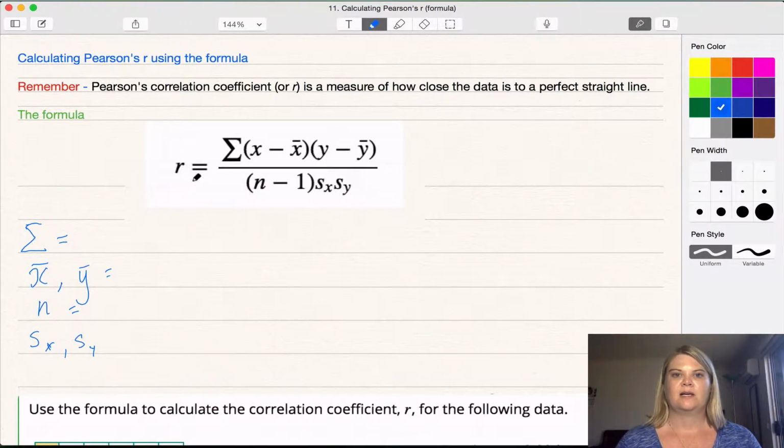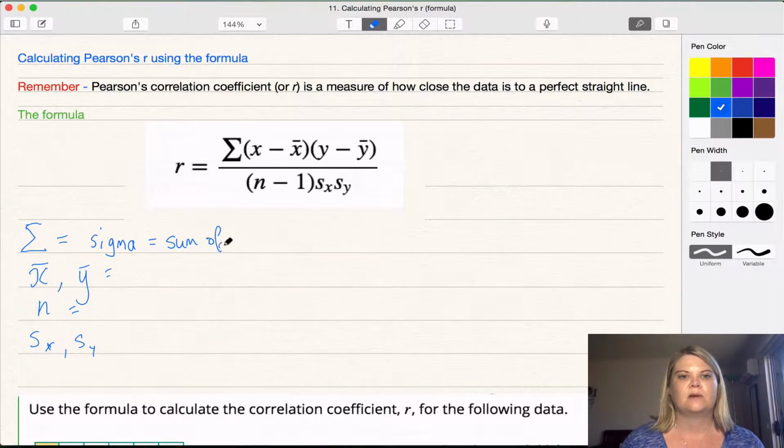The formula here looks fairly big and intimidating, but we're going to break it down and it won't be too difficult to understand. R equals, and this is sigma again, it's a capital Greek letter, and it means sum of. And when we actually use the formula in an example, you'll see how that works and what that means. So sigma means sum of.